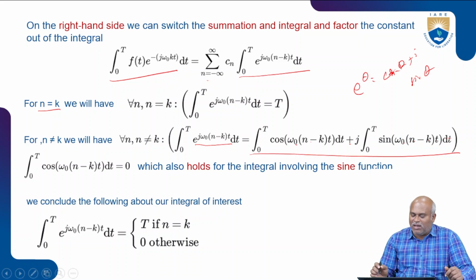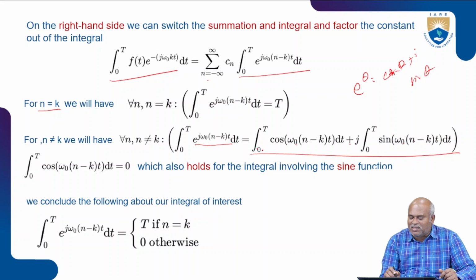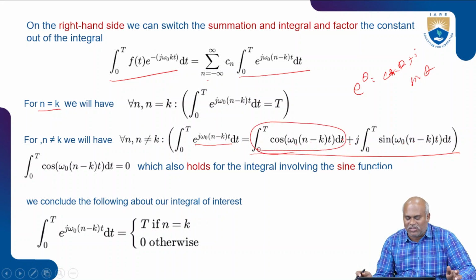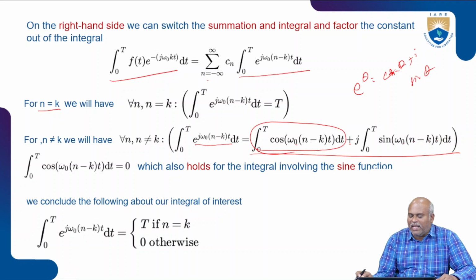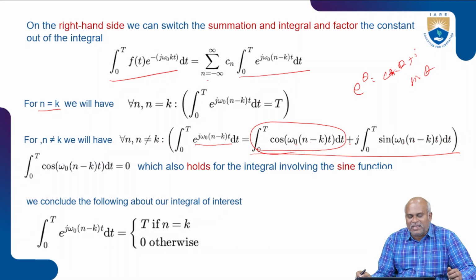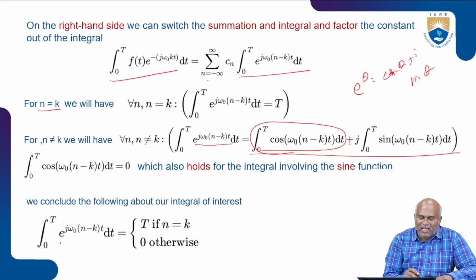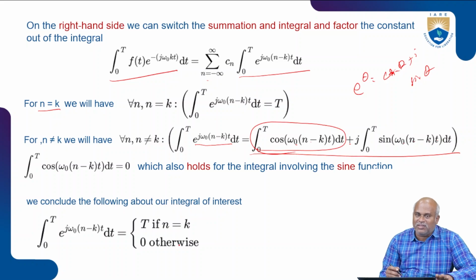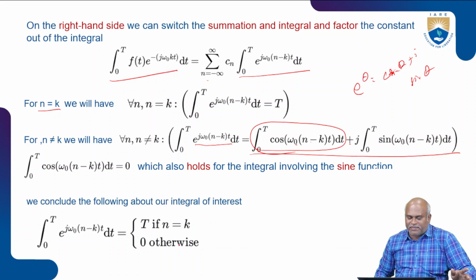Now, in this case, the cos term is an even condition. In that condition, the values are 0, which holds for the integral involving the sine function. Then we consider the following about our integral: the integral of 0 to T e power j omega 0 (n minus k) t dt is represented as capital letter T if n equal to k, 0 otherwise.